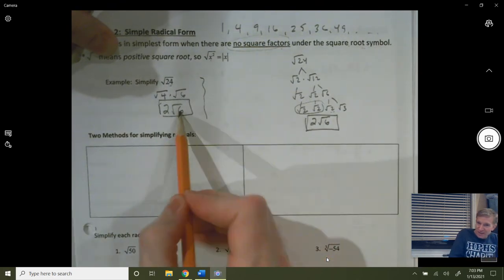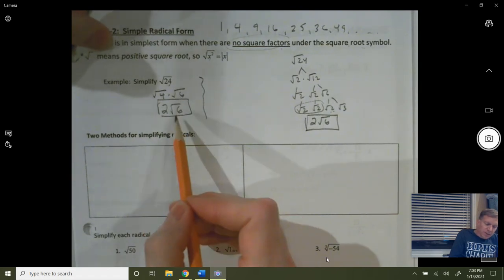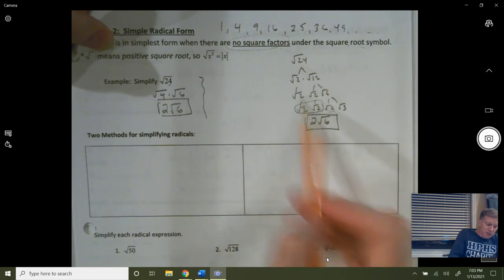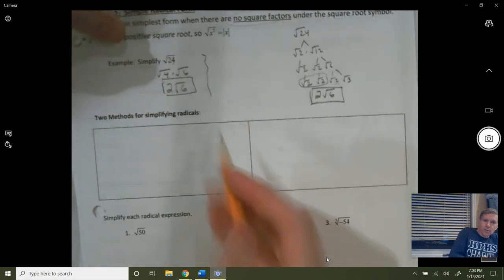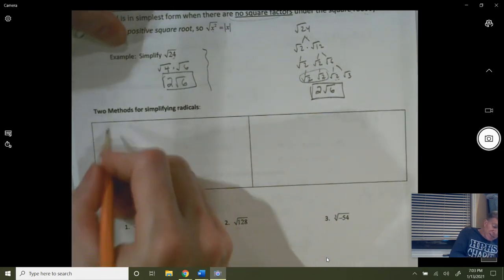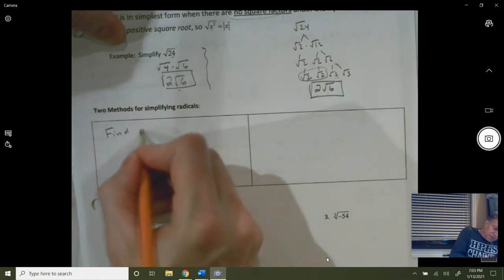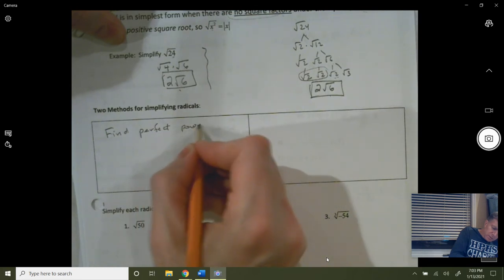I like this method better because it's quicker. But the problem is, if you don't know all the perfect squares, sometimes you have to do this method. So, two methods for solving radicals. First method, which is this method, find the perfect powers under the radical.